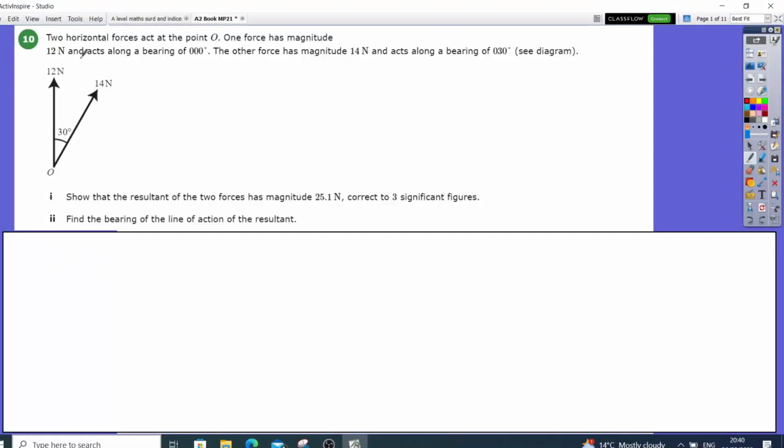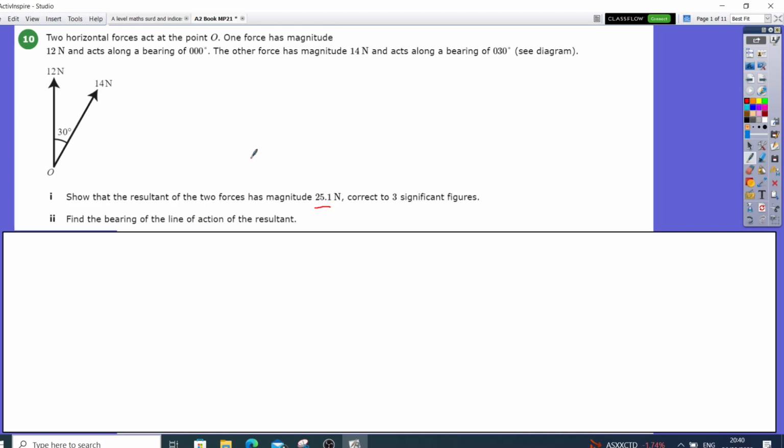So it goes here: two horizontal forces act at the point O. One force has a magnitude of 12 newtons and acts along a bearing of 000, so it's just due north. The other force has a magnitude of 14 and acts along the bearing of 030, as shown here. Show that the resultant of the two forces is 25.1 newtons to three significant figures. Find the bearing of the line of action of the resultant.